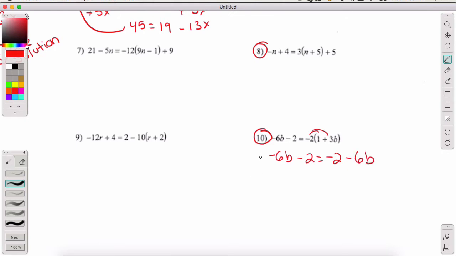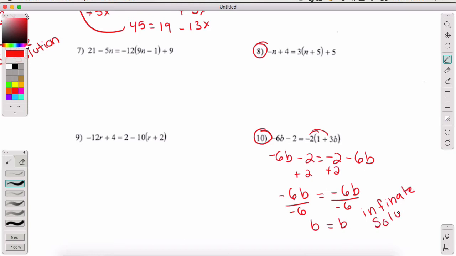Okay. Now I'm going to combine my 2's, so I'm going to plus 2 on both sides. And we got minus 6b equals minus 6b. Going to get my b's alone, so I'm going to divide by negative 6 on both sides. And that's going to make 1 on both. So we end up with b equals b, which means that we have infinite solutions.